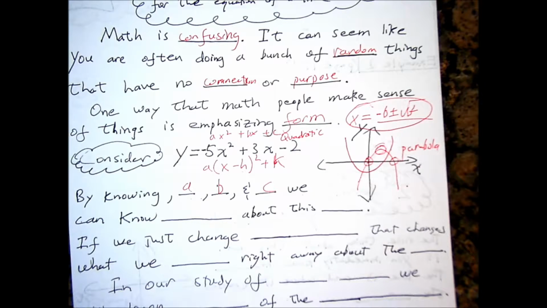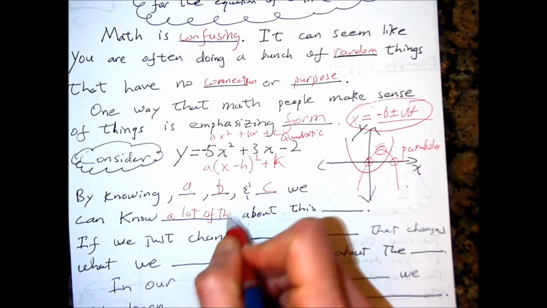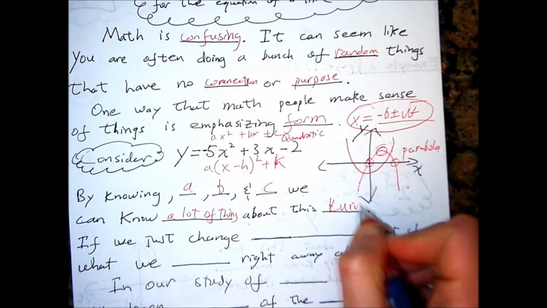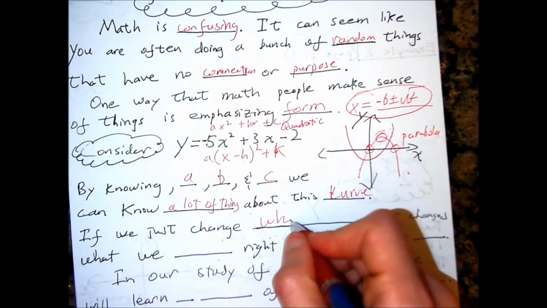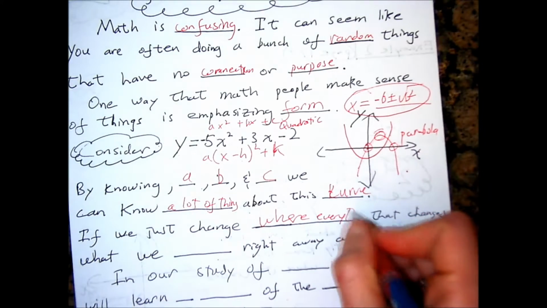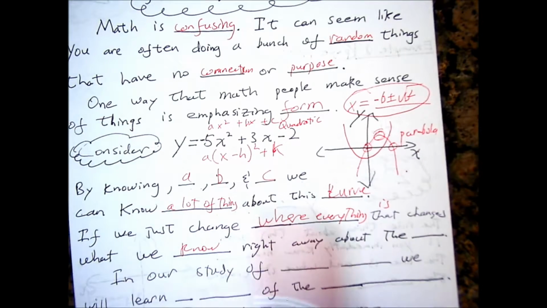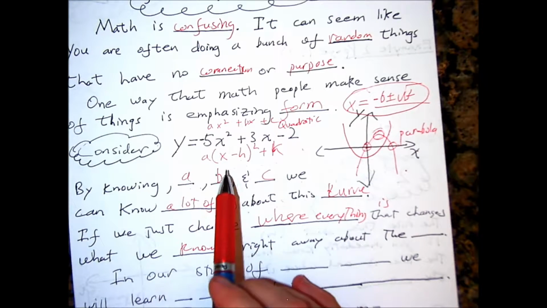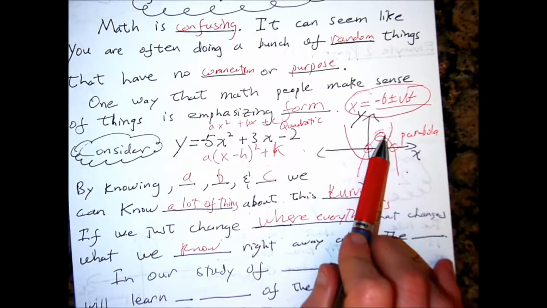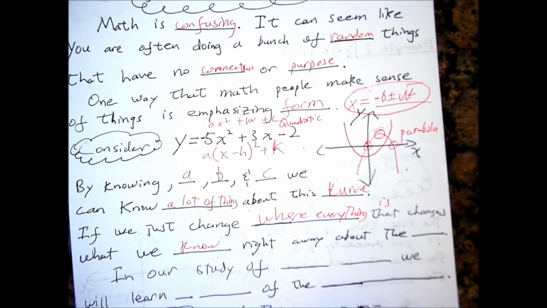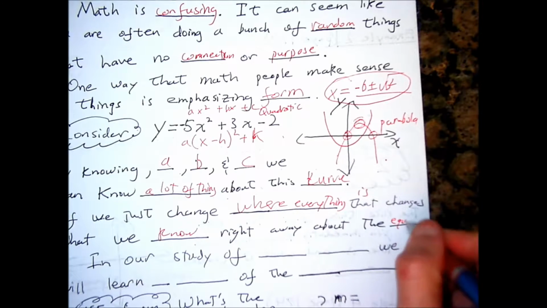So we can know a lot of things about this curve. And some of those things are just what I said. If we just change where everything is, that changes what we know right away. That's what I was saying about if we rewrite this curve this way, then we'll know where the ball peaks, or where the highest point in the curve is, or the lowest point, depending on if your parabola opens up or down. So it changes what we know right away about the equation, or the curve.